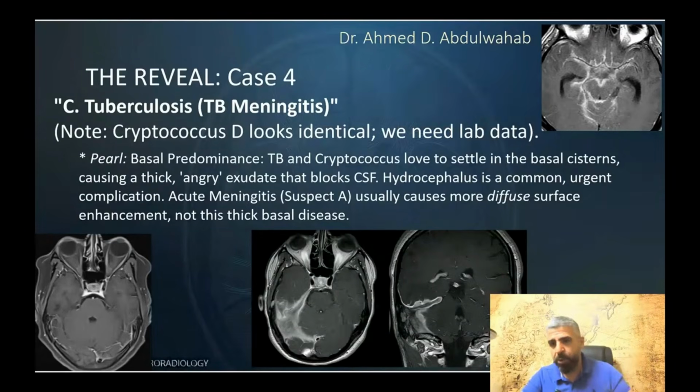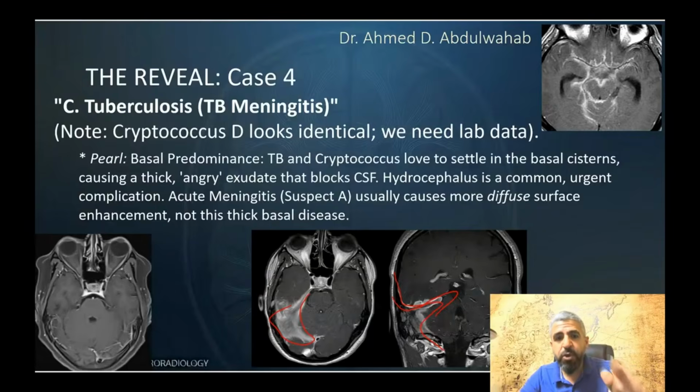Why not Cryptococcus, or D? Cryptococcus can look identical, so we need a CSF culture. But on imaging, your clue is thick basal cisternal disease. This is not a case of bacterial meningitis. You see, it's usually thick. So, TB and Cryptococcus love to settle in the basal cisterns, causing thick, angry exudate that blocks the CSF. So you need CSF culture to differentiate, okay? Cryptococcus and TB. Urgent complications.